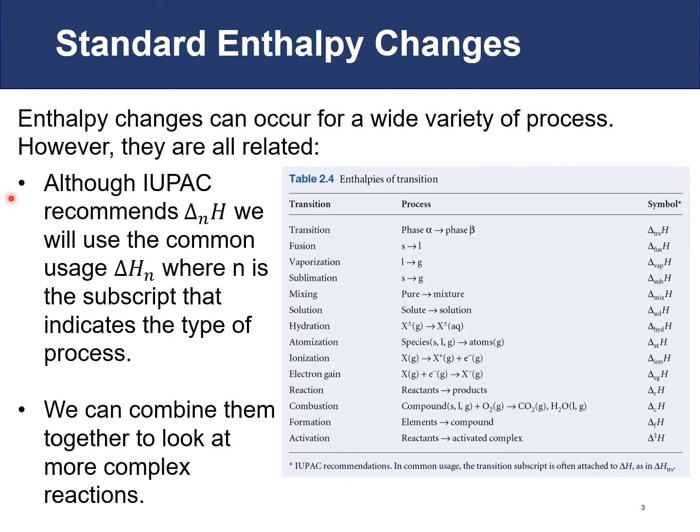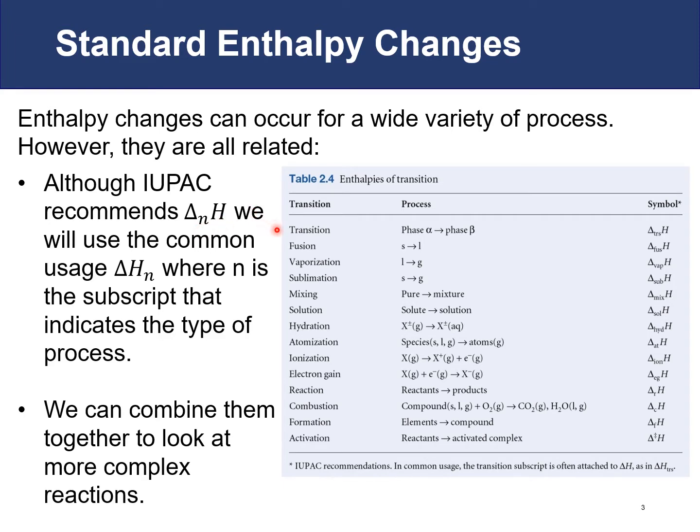Now, the concept of enthalpy can be applied to a wide variety of processes. However, they are all related to each other in that we are looking at the difference between a starting point and an ending point. Using the IUPAC nomenclature, that's the International Union of Pure and Applied Chemistry, it is recommended that our shorthand notation to describe enthalpy for a particular process start with a delta, and then here you have your label for the type of process followed by H.